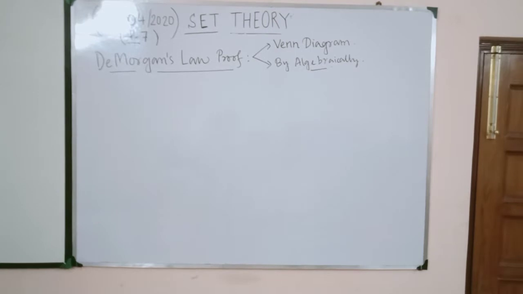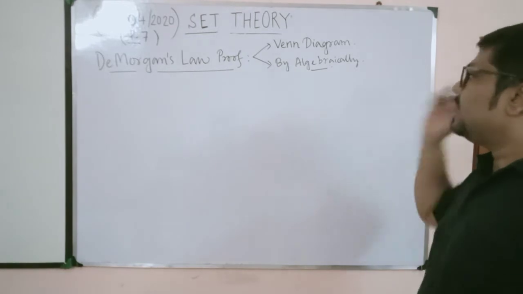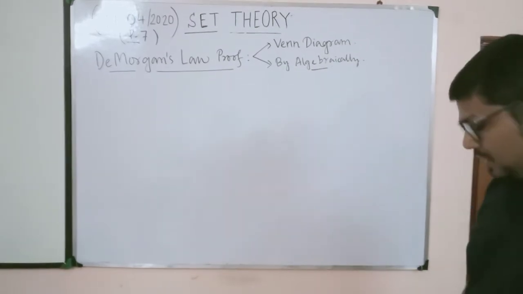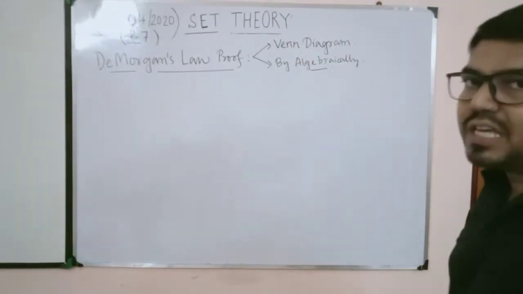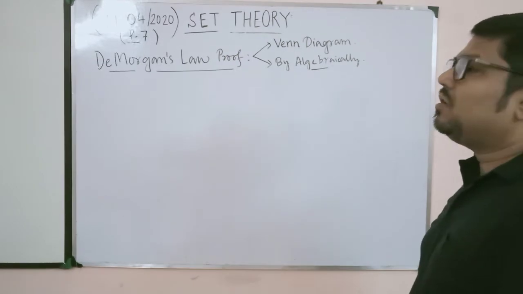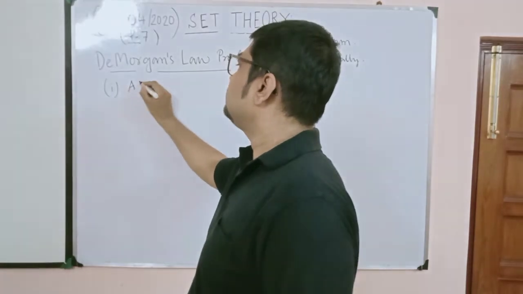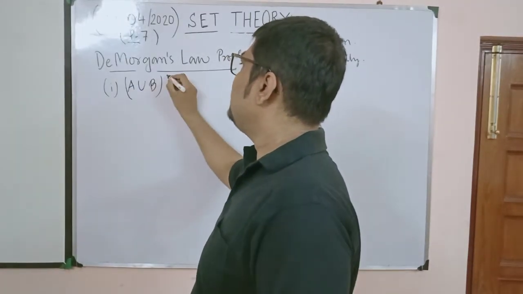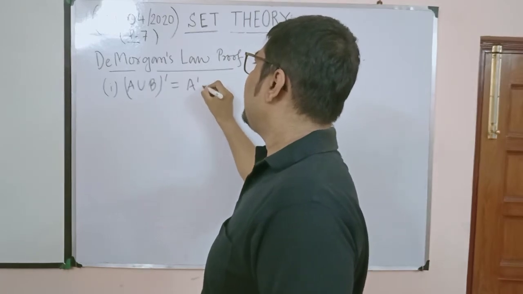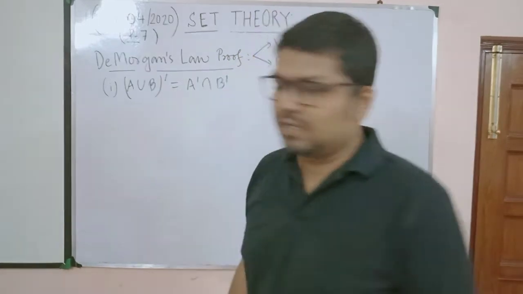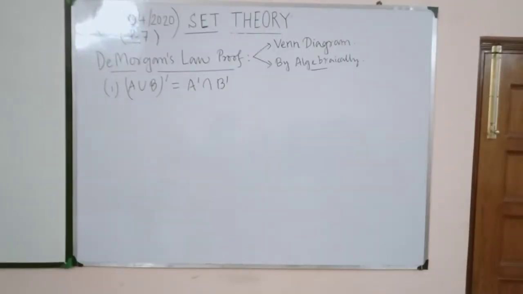Good morning, students. Today we are going to prove DeMorgan's law by Venn diagram and also algebraically. DeMorgan's law we have written already in the previous part 6. That was law number 6 of the set laws. So, I'll take one of the DeMorgan's laws, say this one: A union B dashed equals A dashed intersection B dashed. This is one of the DeMorgan's laws we have seen.